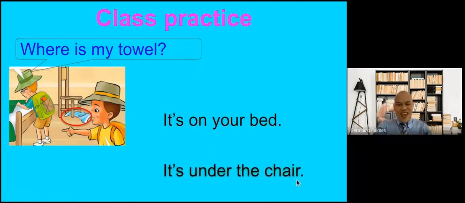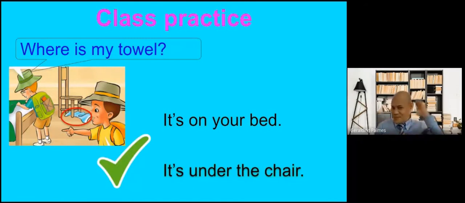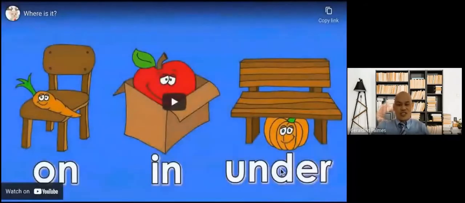It's under the chair. So where is the towel? It's under the chair. That's correct. Now I will ask you, where is my towel? It's under the chair. Now it's your turn to ask me the same question. It's under the chair, yes. So now you know how to ask questions and answer the questions about locations using prepositions.